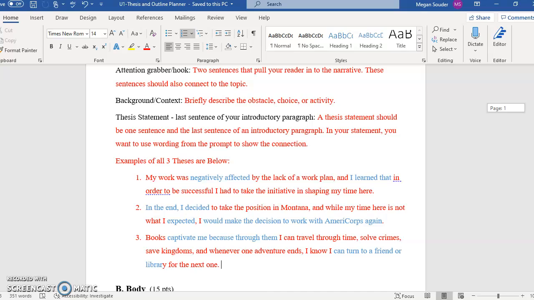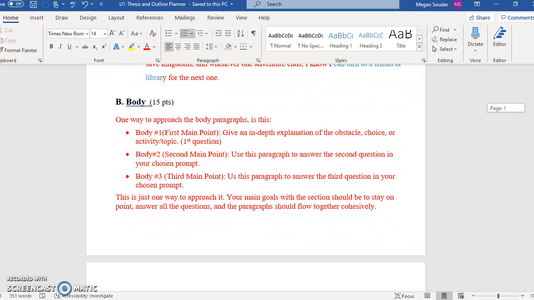Alright, moving on into the body paragraphs. So there are 3 body paragraphs. Each body paragraph should answer 1 of the questions from the prompt. So in body 1, you're always explaining, giving a more in-depth explanation. So like in the intro, you gave 2 sentences about the obstacle, choice, or activity. In body 1, you're always going into more depth of it. Body 2, it depends on your prompt. Like if the obstacle, you're going to explain how that obstacle affected you, what happened after you made the choice.